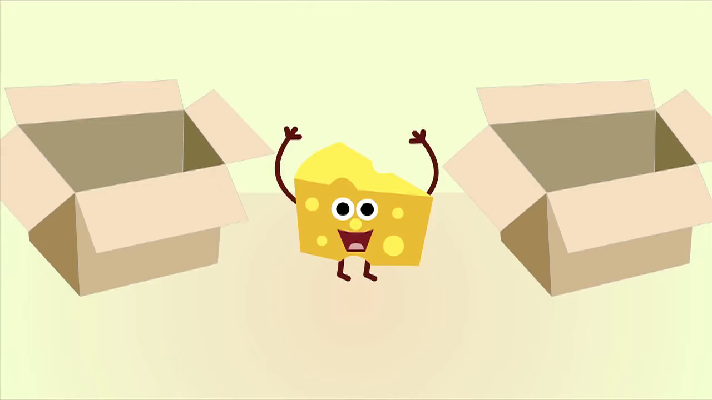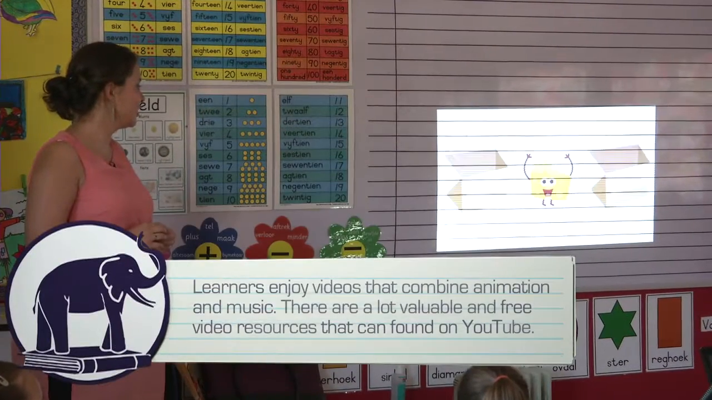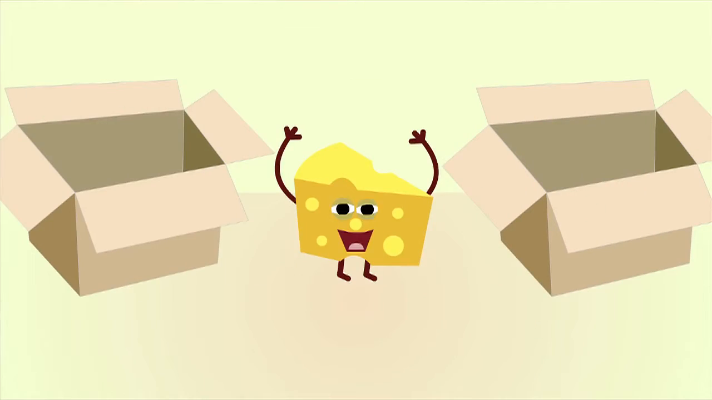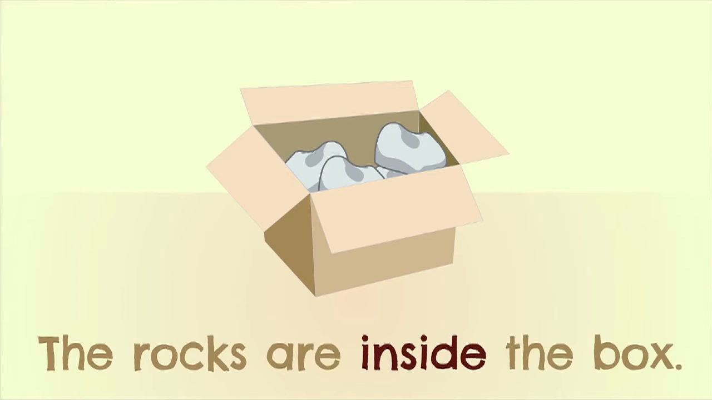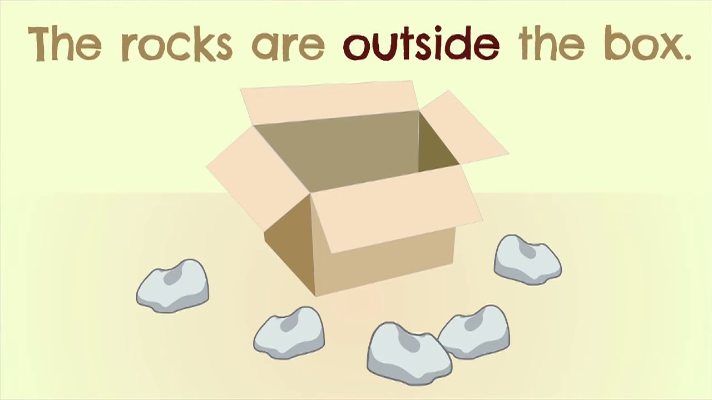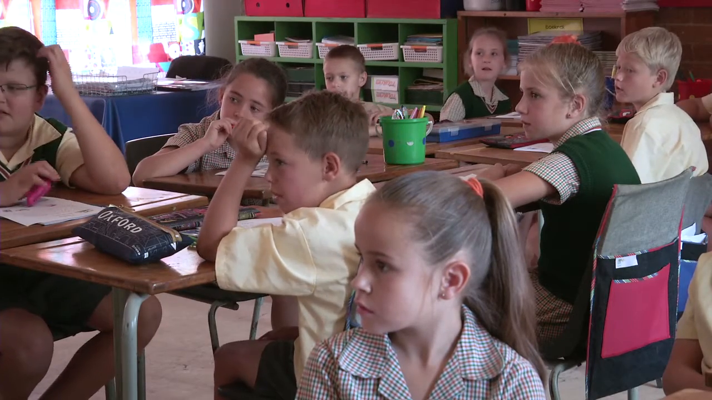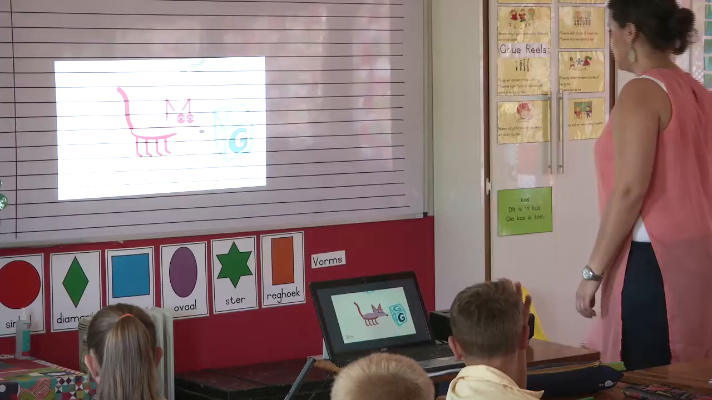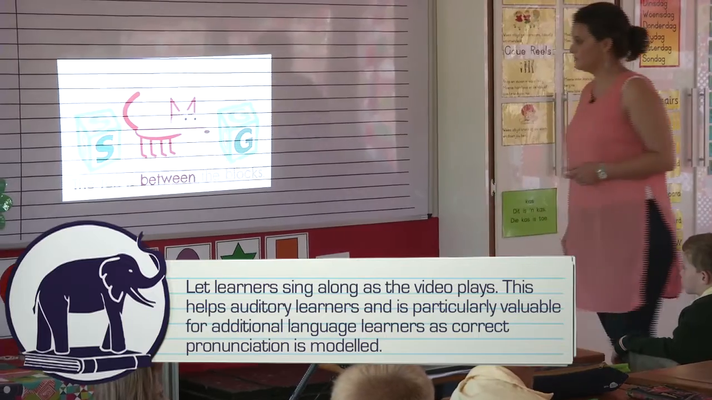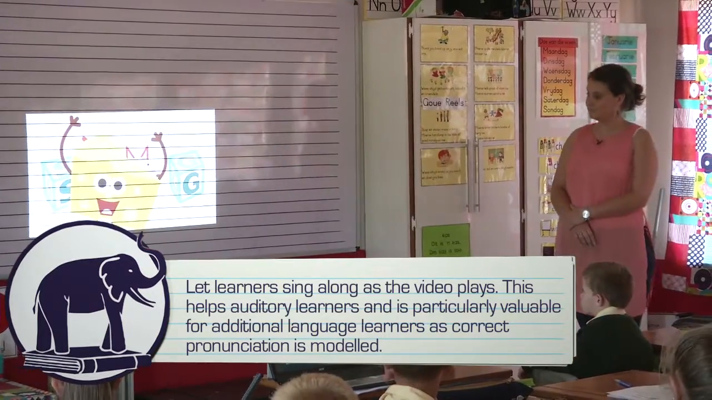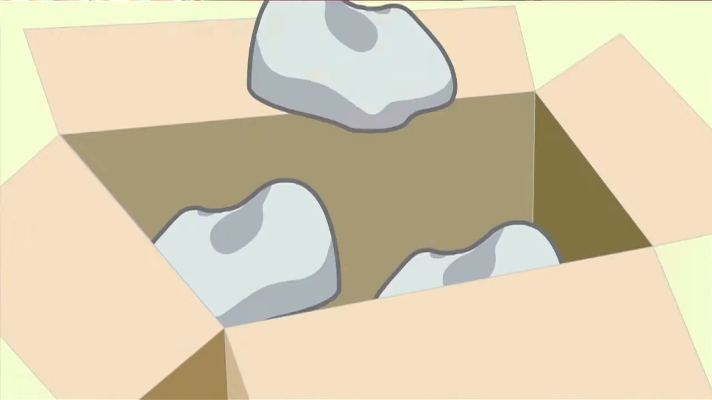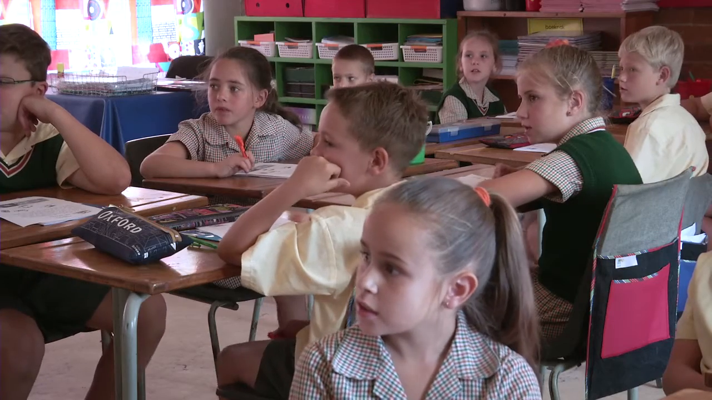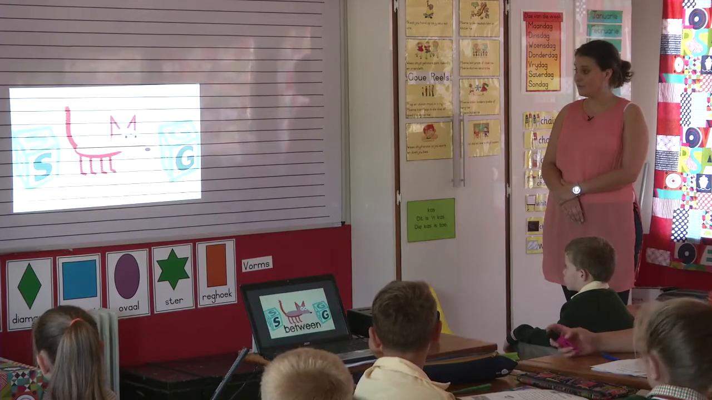Inside, outside, beside, between. Inside, outside, beside, between. Keep on listening, you'll know what I mean. Inside, outside, beside, between. Now the rocks are inside the box. Now the rocks are outside the box. And the fox is beside the blocks. Now the fox is between the blocks. Okay, now sing that with me. Now the rocks are inside the box. Now the rocks are outside the box. And the fox is beside the blocks. Now the fox is between the blocks.